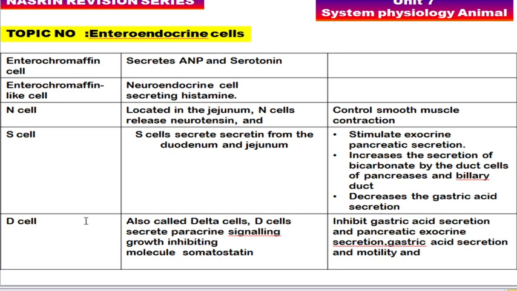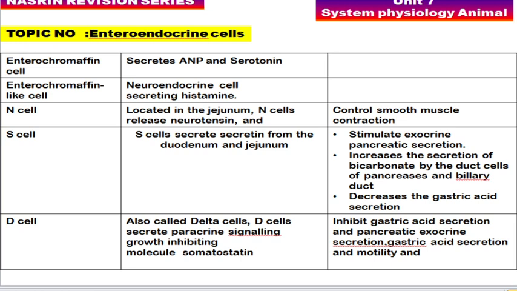Next is your D cell, which is also called the delta cell. The D cell secretes a paracrine signaling growth inhibiting molecule called somatostatin. Similar to the S cell, the D cell will inhibit gastric acid secretion, pancreatic exocrine secretion, as well as the motility of the stomach. So this is an important topic coming under the digestive system.